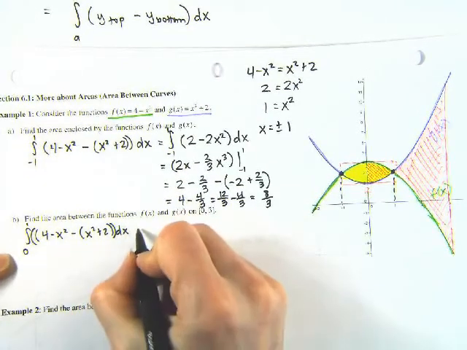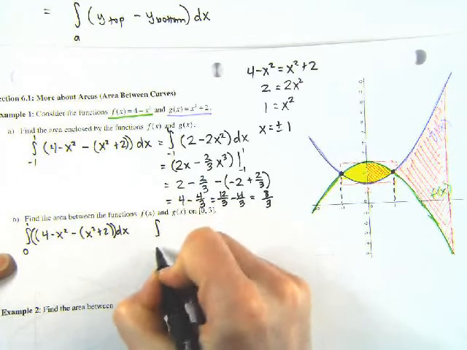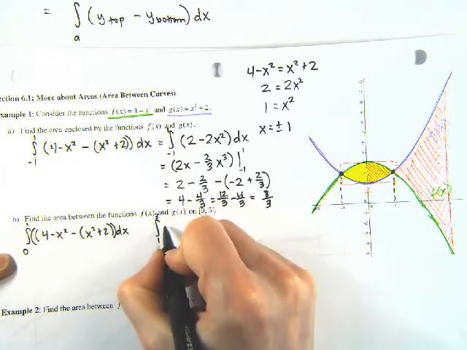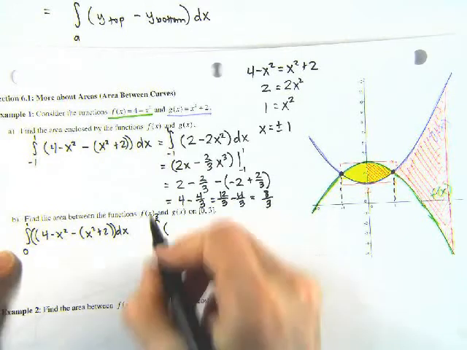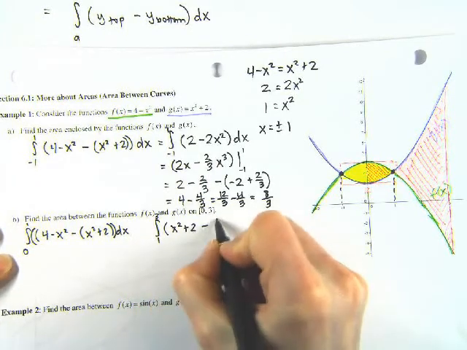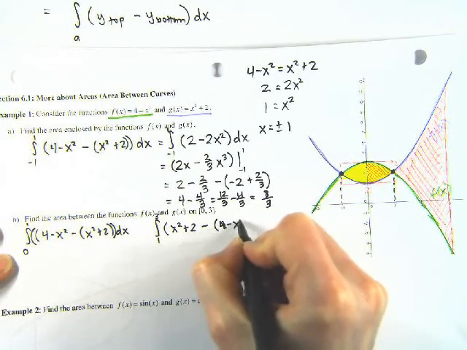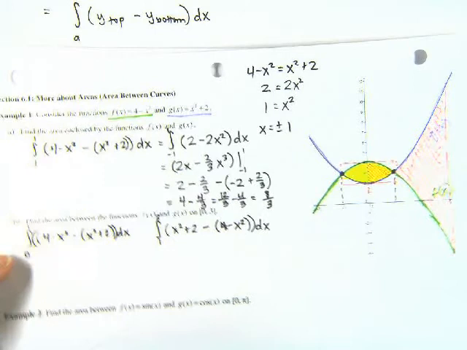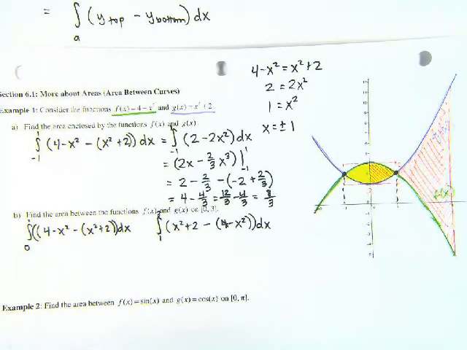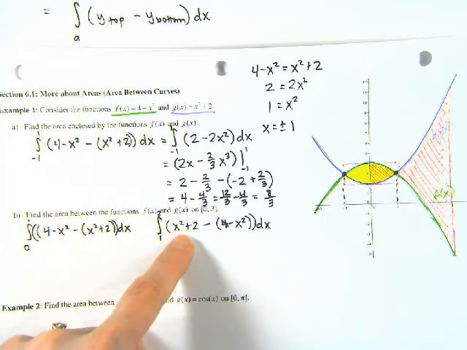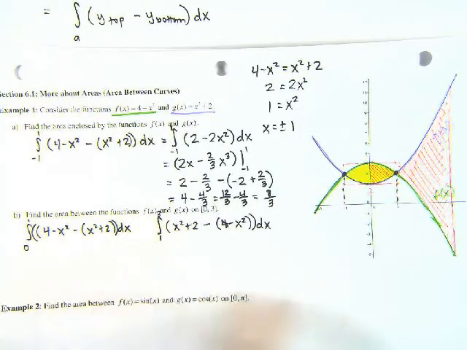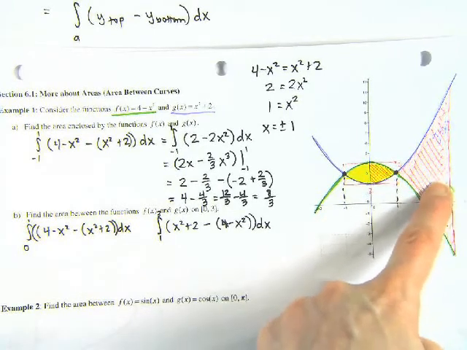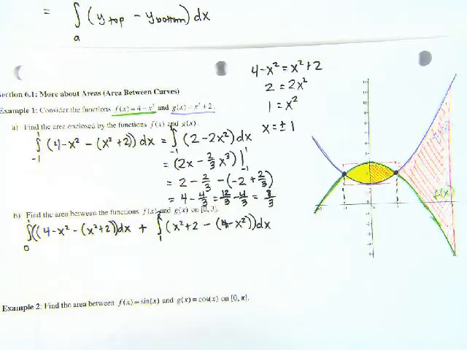Okay, and then we want to also consider the area from 1 to 3. But now the purple curve's on top, so I'm going to take x squared plus 2 minus the green curve, which is 4 minus x squared. Again, keeping parentheses in mind. Now, what operation do I want to perform between these 2 integrals? Addition, subtraction? Addition, right? Because we want to take this area and add this area, and that would be the total area between the curves. Plus. Okay? All right, so now here's a cool thing.